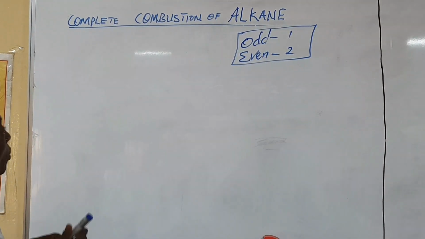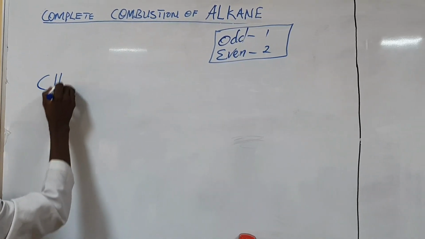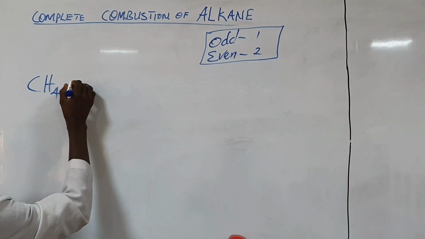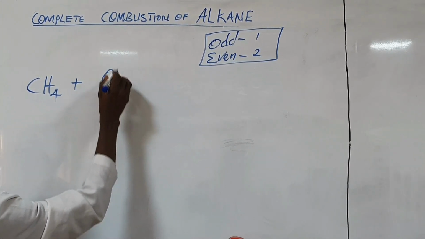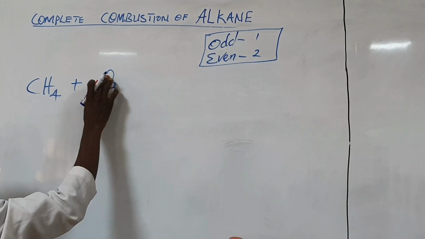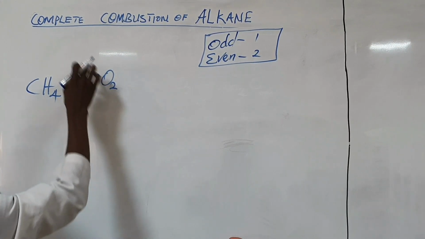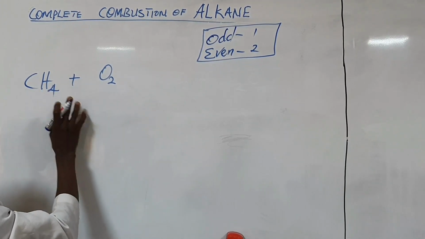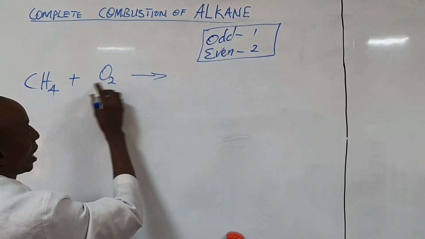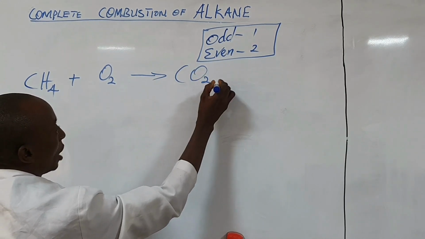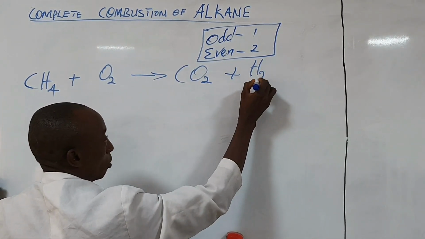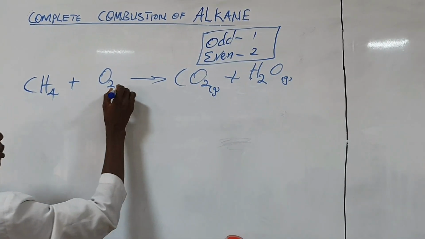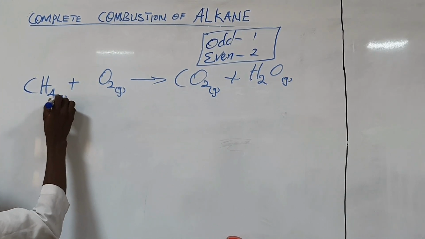Alright, now let's go. For example, we want to combust methane, that is, we want to burn methane completely in the presence of oxygen, which means combustion is the addition of oxygen to a substance. By complete, we mean in the presence of sufficient oxygen or excess oxygen. Now, the skeletal reaction is that carbon dioxide and water will be formed. Water in gaseous form, carbon dioxide is a gas, oxygen gas, and methane in gaseous form.